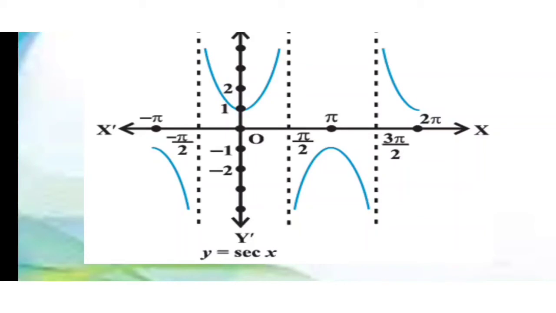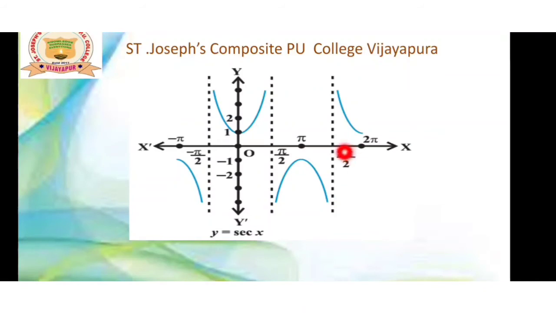So the domain of sec x is the set of all real numbers except the odd multiples of pi by 2. See, at pi by 2 it is infinity, at 3 pi by 2 it is infinity, at 5 pi by 2 it is infinity, and similarly at minus pi by 2, minus 3 pi by 2, minus 5 pi by 2 it is again infinity. So here we get the output as infinity when we have the input as an odd multiple of pi by 2.